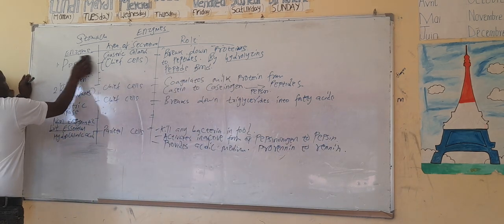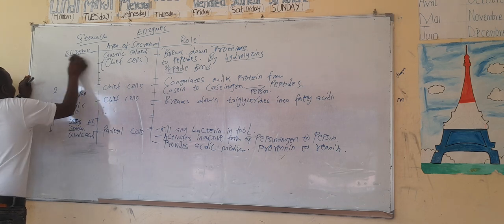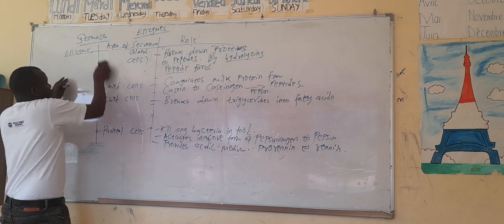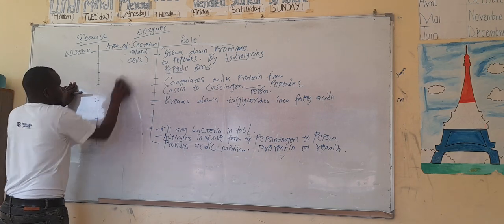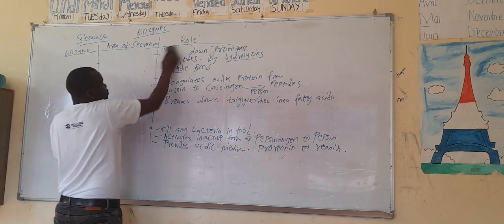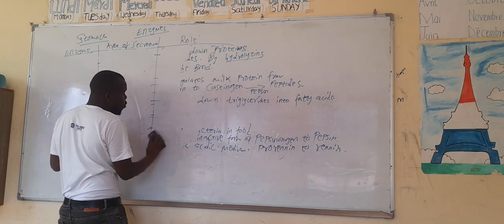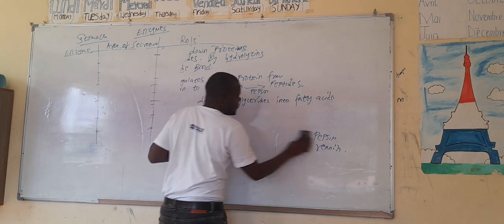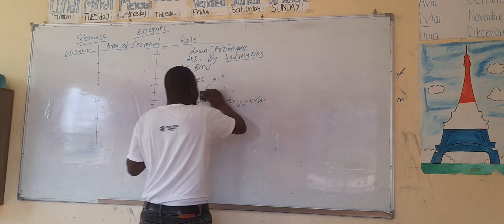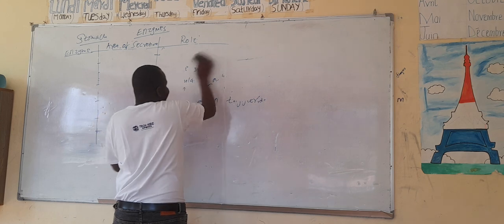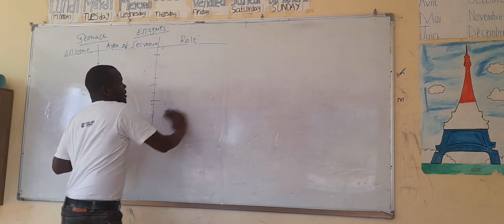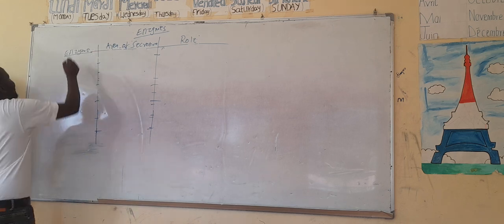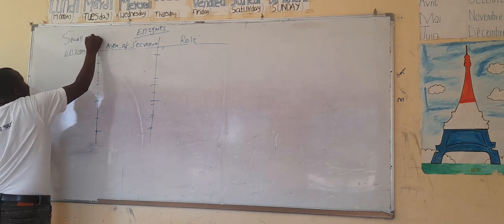Let's go to the small intestines. Now the small intestine will be divided into sections. That is number one, duodenum, and number two, jejunum. And then number three, the ileum, which is a bit elongated.